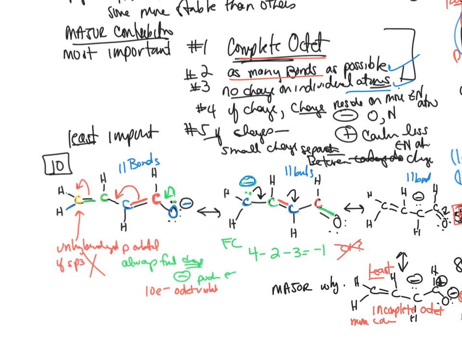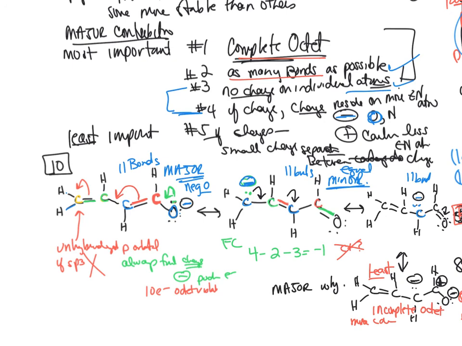Okay, so we have a charge. Sometimes these are kind of together here. If you do have a charge, you want the negative to be like on the oxygen. So here we have the negative on the oxygen. So this is going to be your major contributor because the negative is on the electronegative oxygen. Here you have a negative on the carbon. Here you have a negative on the carbon. These are going to be equal. They're going to be your minor ones. And it's because you have the negative on the carbon rather than the oxygen.